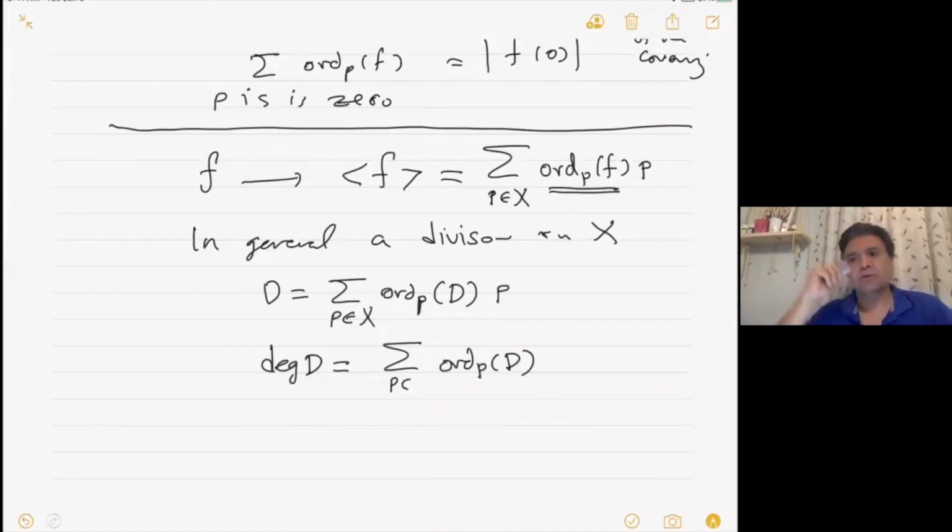So as I told you, the degree of any principal divisor is 0, but the converse is not necessarily true. Not every divisor of degree 0 is actually the divisor of some function. And the obstruction to this problem lies in the genus. The higher the genus, the larger this obstruction is towards constructing a function out of a degree 0 divisor.